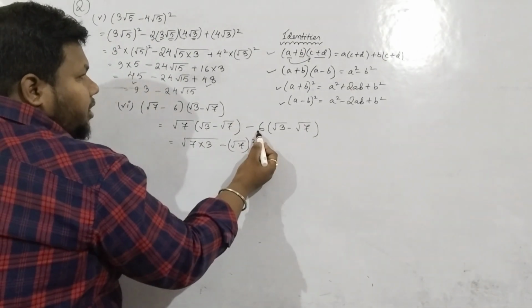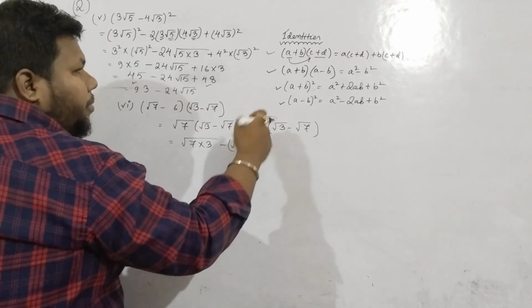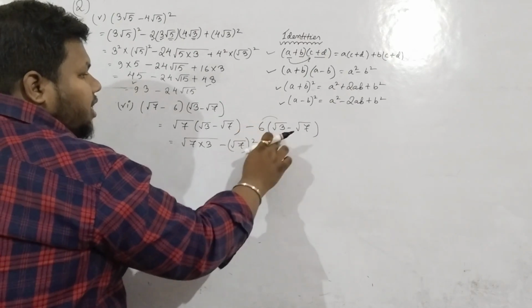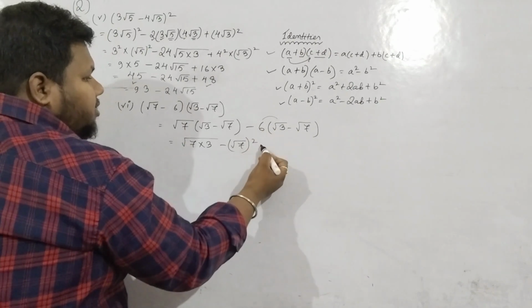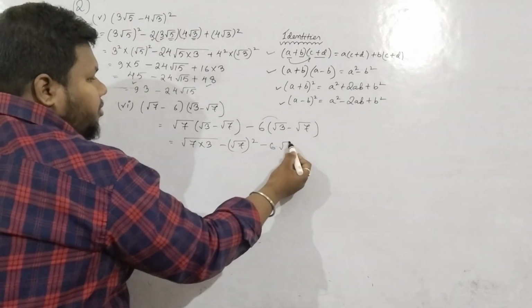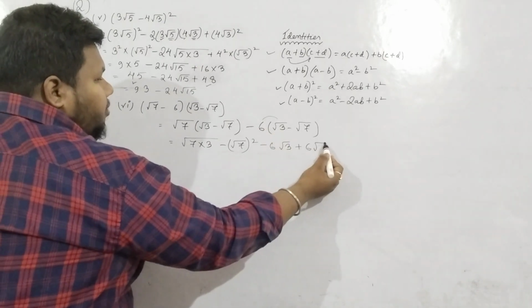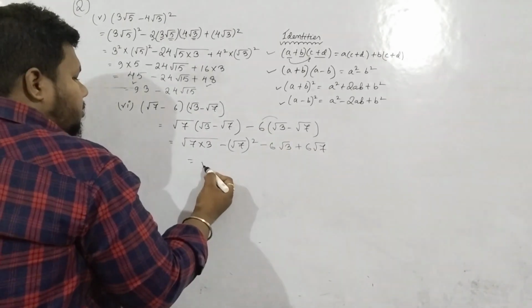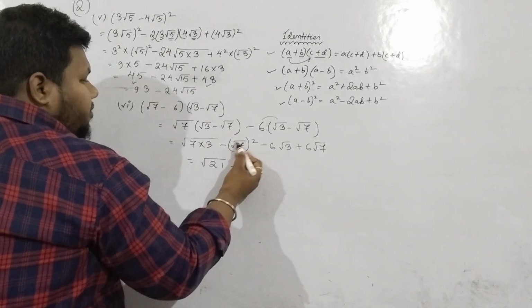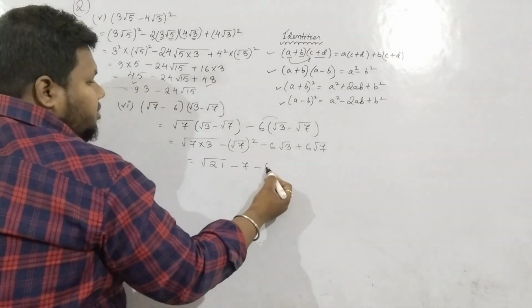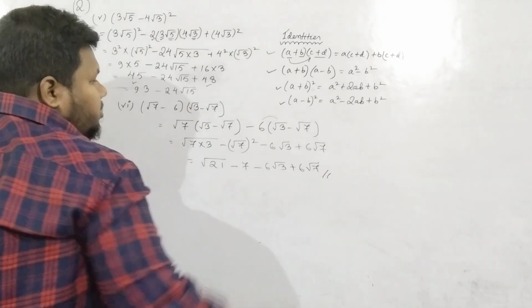But please, while multiplying, be careful with this negative sign, because whenever you open the brackets, this negative sign will multiply along with the other signs present here. Minus 6 into root 3 will give you minus 6 root 3, minus into minus is plus, 6 into root 7 will give you plus 6 root 7. So root over 7 3s are 21 minus root over 7 squared is 7, minus 6 root 3 plus 6 root 7. So this is your answer.